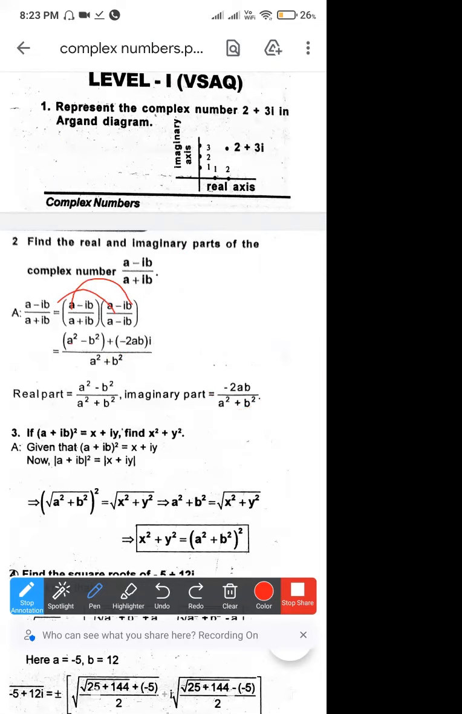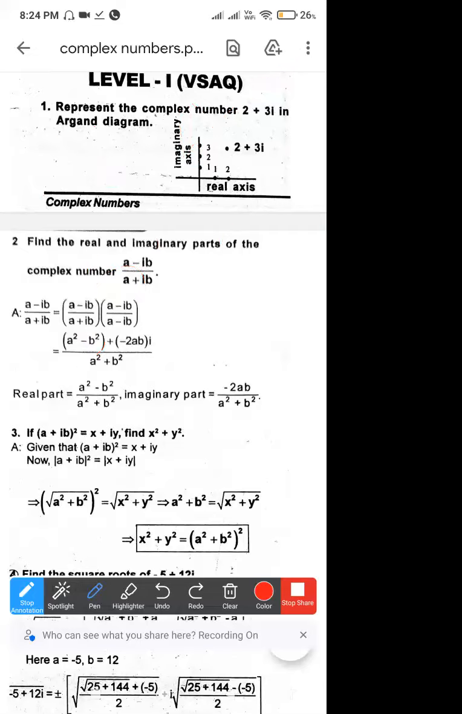Then minus ib into minus ib will be i square, that will be minus 1. That will be minus b square. Minus of minus gets cancelled. Then that will be minus b square.